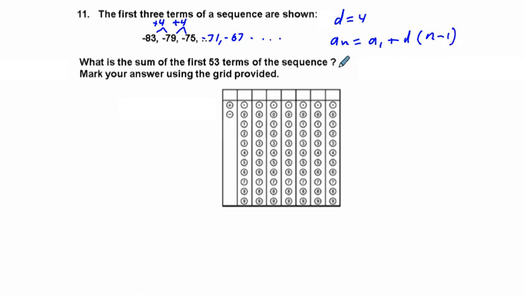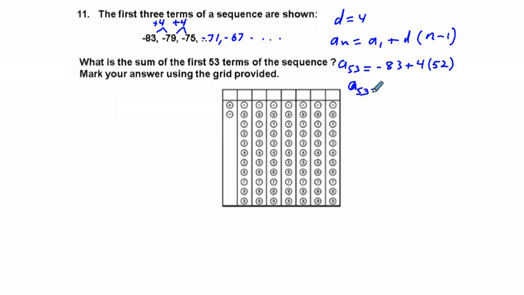And in this instance, we want to find the 53rd term. A sub 53 is equal to our first term, which is negative 83, plus d, which is our common difference 4, times n minus 1. Well, n is 53, and so n minus 1 is 52. And so if we put all this together, we will get a sub 53.